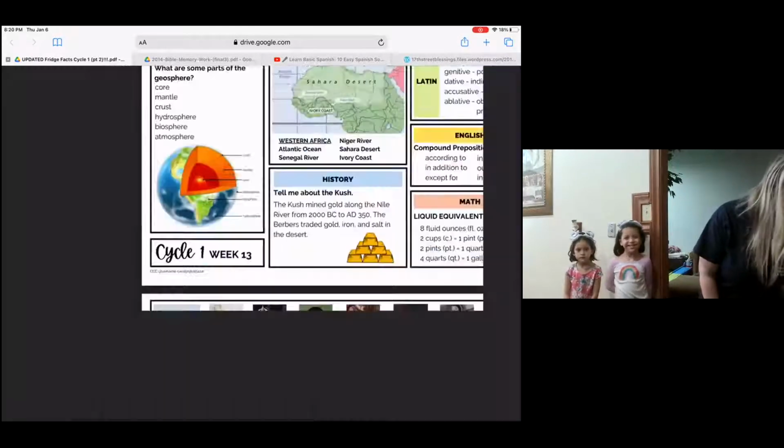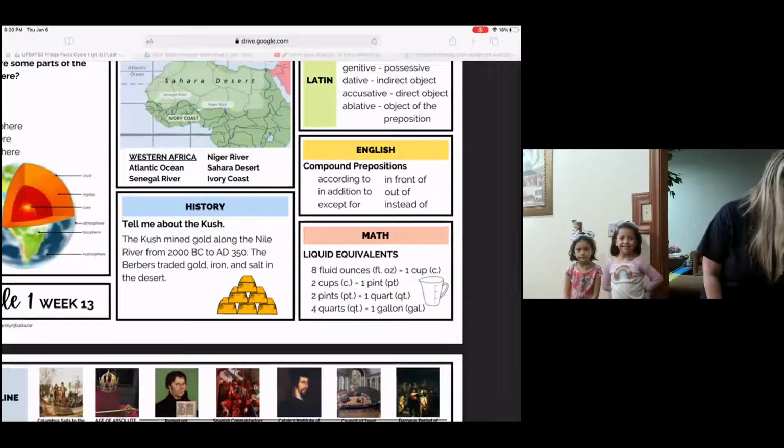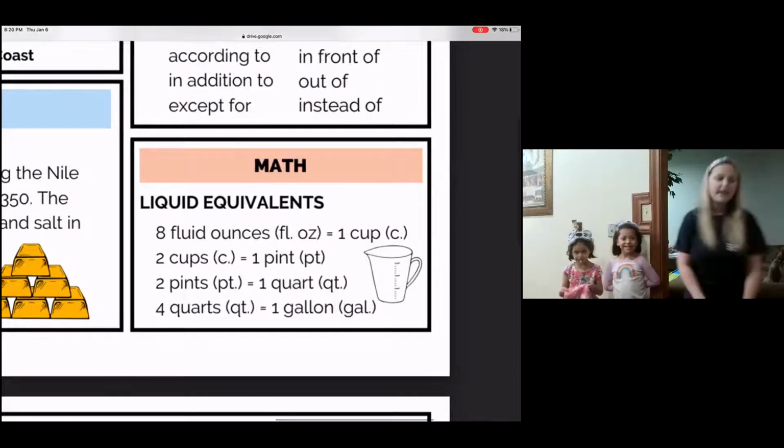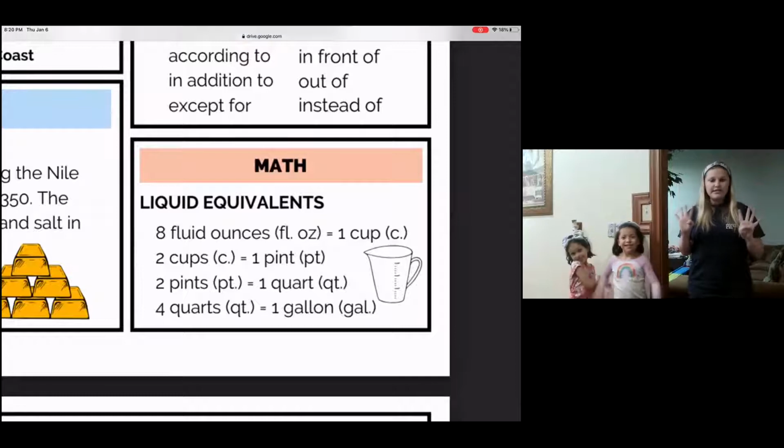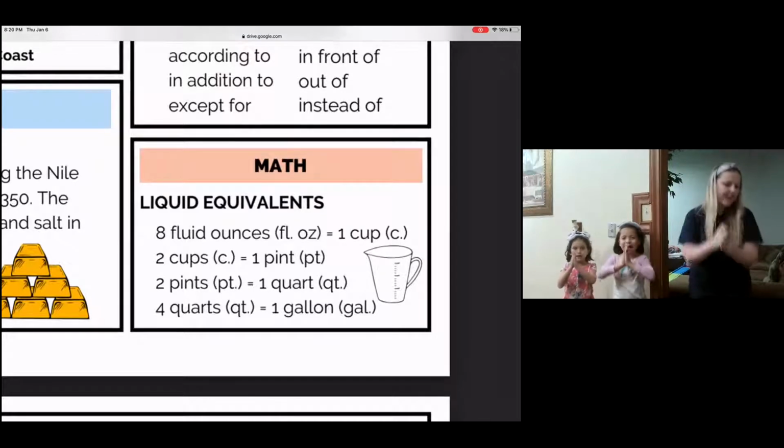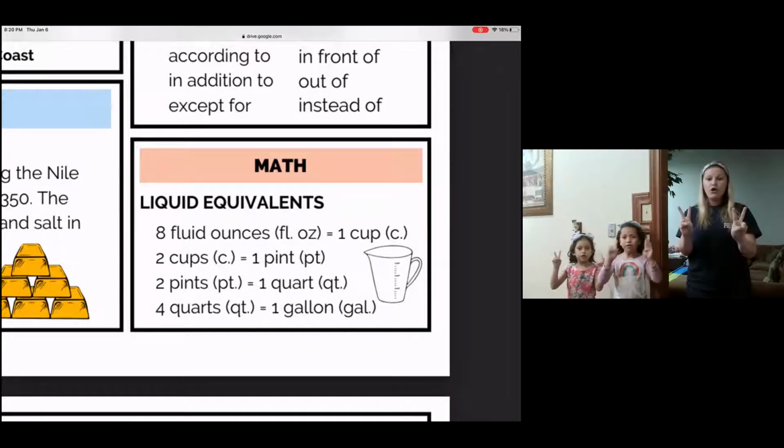Magnifying is for math, liquid equivalents. 8 fluid ounces equals 1 cup. Two cups equals one pint. Two pints equals one quart. Four quarts equals 1 gallon.